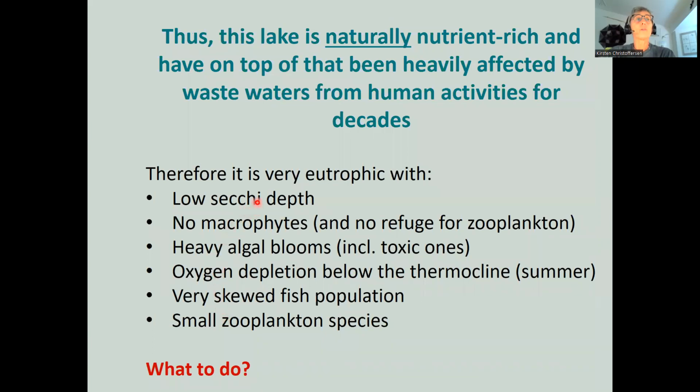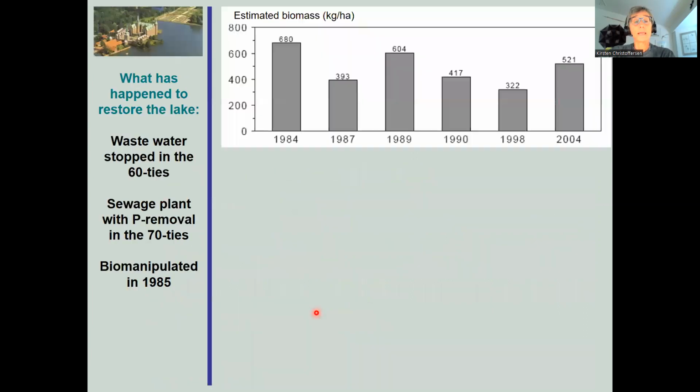So with that, it also comes that it has low secchi depth, no macrophytes, heavy algal blooms, oxygen depletion, a skewed fish population, and with that also small zooplankton species. So we can ask what to do about it if we want to restore the lake. Well, one obvious thing is to remove the fish. These are top predators. So if we remove them, they might make better conditions for the zooplankton.